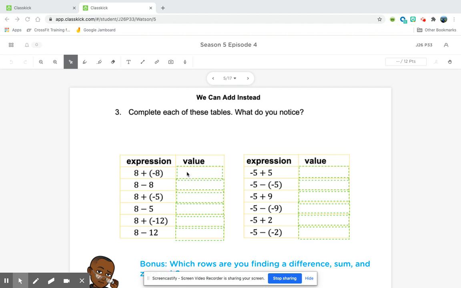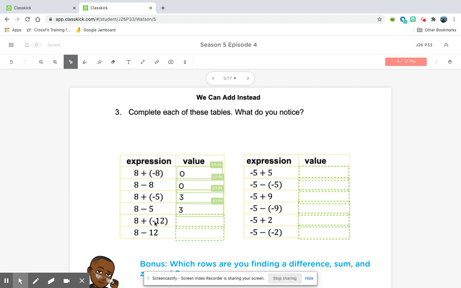Okay, so 8 plus -8, for those of you that remember zero pairs, this is a zero pair, so the answer will be 0. And then 8 minus 8 is also going to be 0. 8 plus -5, so these are different signs. So I'm going to subtract 8 minus 5, and I'm going to get 3, keep the sign of the bigger number, positive 3. And then 8 minus 5 is also 3.